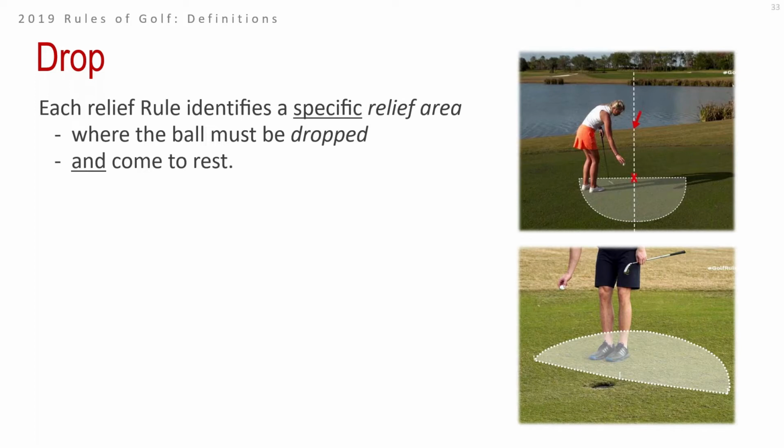In the bottom picture, we have a player taking relief from an immovable obstruction, and that rule requires that we go to the nearest point of relief, complete relief, and you can see he's put a tee in the ground there for where that would be, no closer to the hole. And again, that relief area is 1 club length in any direction, no closer to the hole, and he drops it in that relief area.